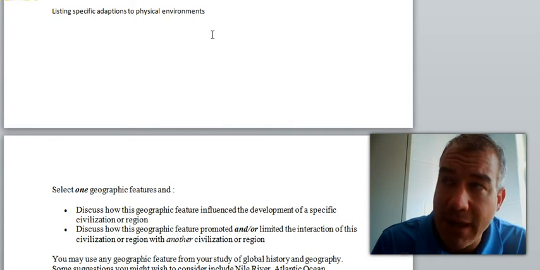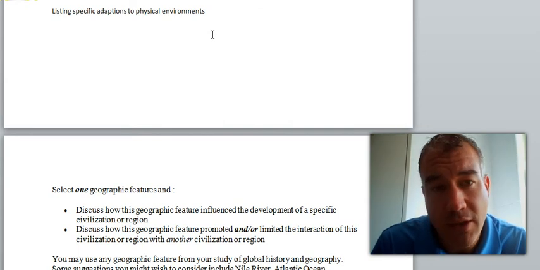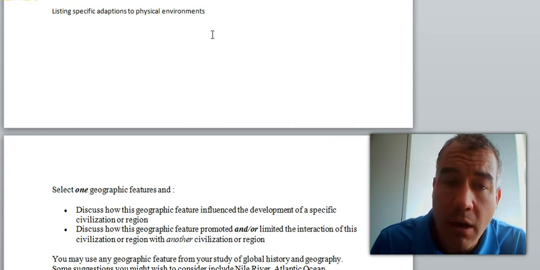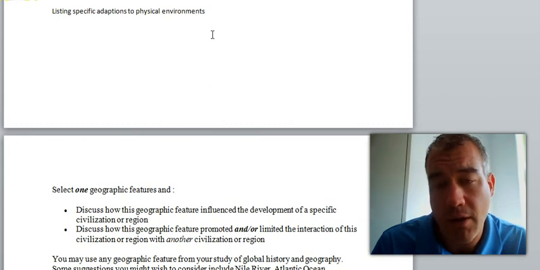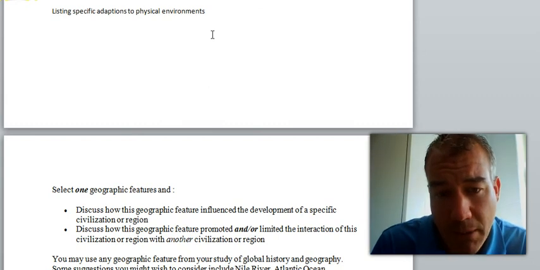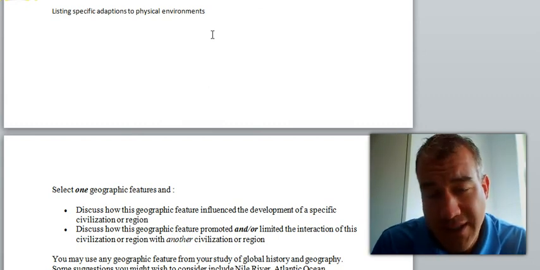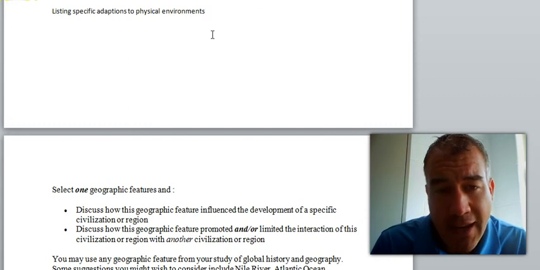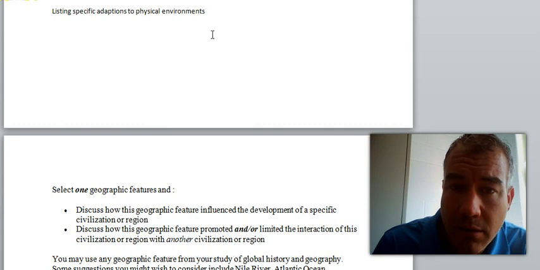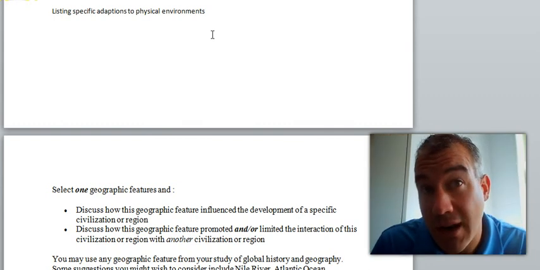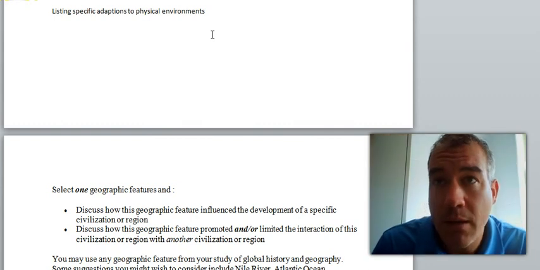Our 5 themes in which this affects them are human and environment interaction, and it can also be movement. For example, the desertification of the Sahara forced the Bantu people from our last video to move to the south and to the east in that continent, and therefore spread their language. That's an adaptation to a physical environment of the Sahara growing over time.